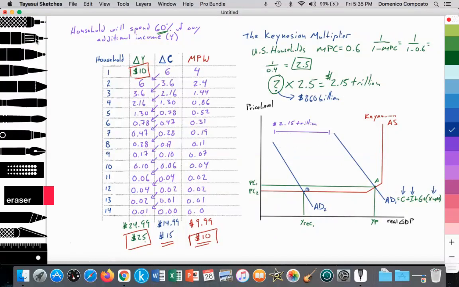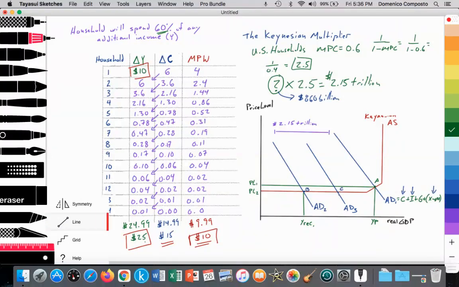So we can see that AD will initially shift out from AD1 to AD2, or from AD2 to AD3, I should say. And that is point C, and that is still in a recessionary gap initially, from Y recession 1 to Y recession 2. So we'll have an initial change in aggregate demand from AD2 to AD3 as a result of the first household getting that initial $10, or the US government providing $860 billion of transfer payments to households.